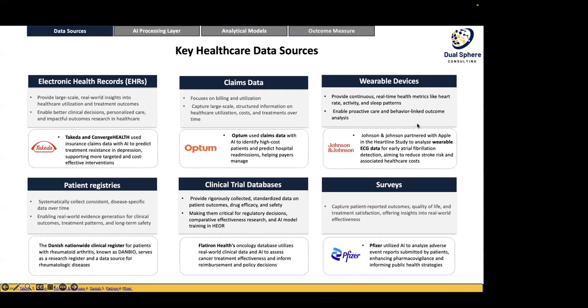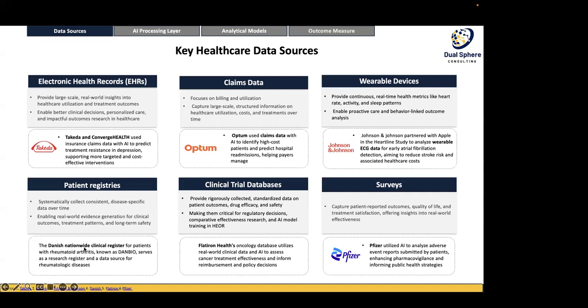Wearable devices. J&J partnered with Apple in the Heartline study. It's a very famous study. Go and read about it. To analyze wearable ECG data for early atrial fibrillation detection, aiming to reduce stroke risk and associated healthcare costs.